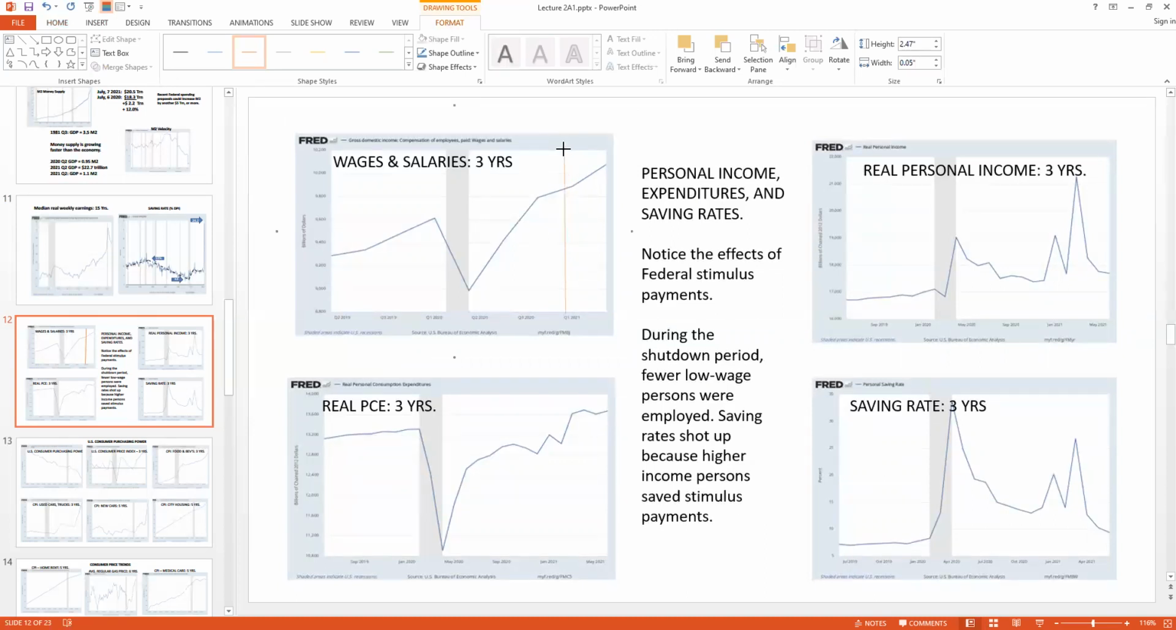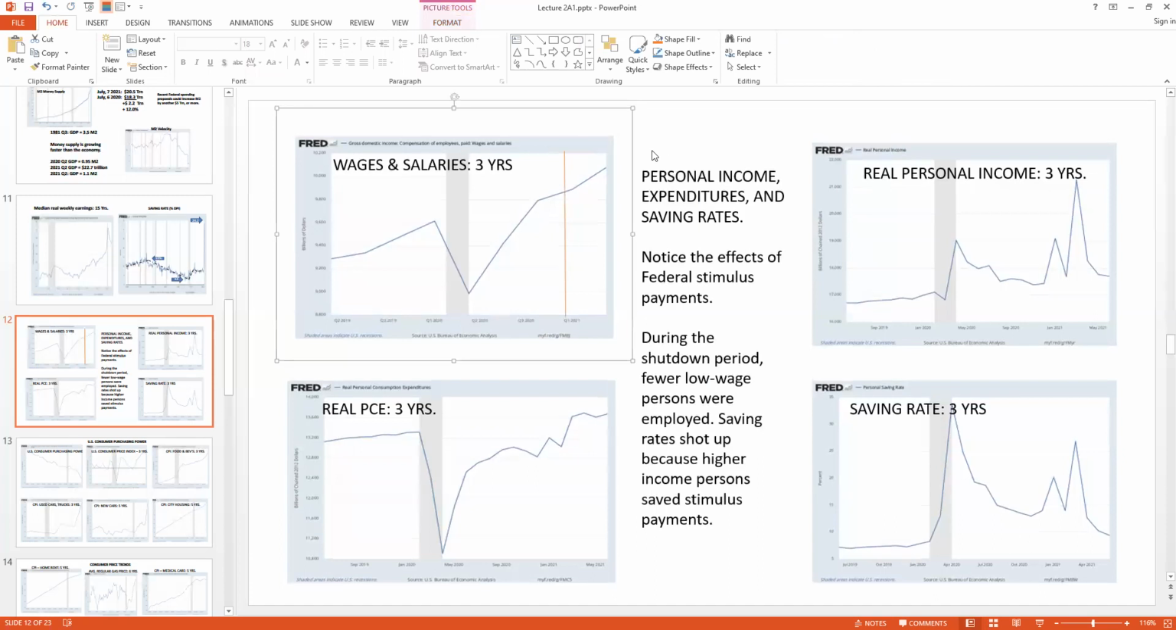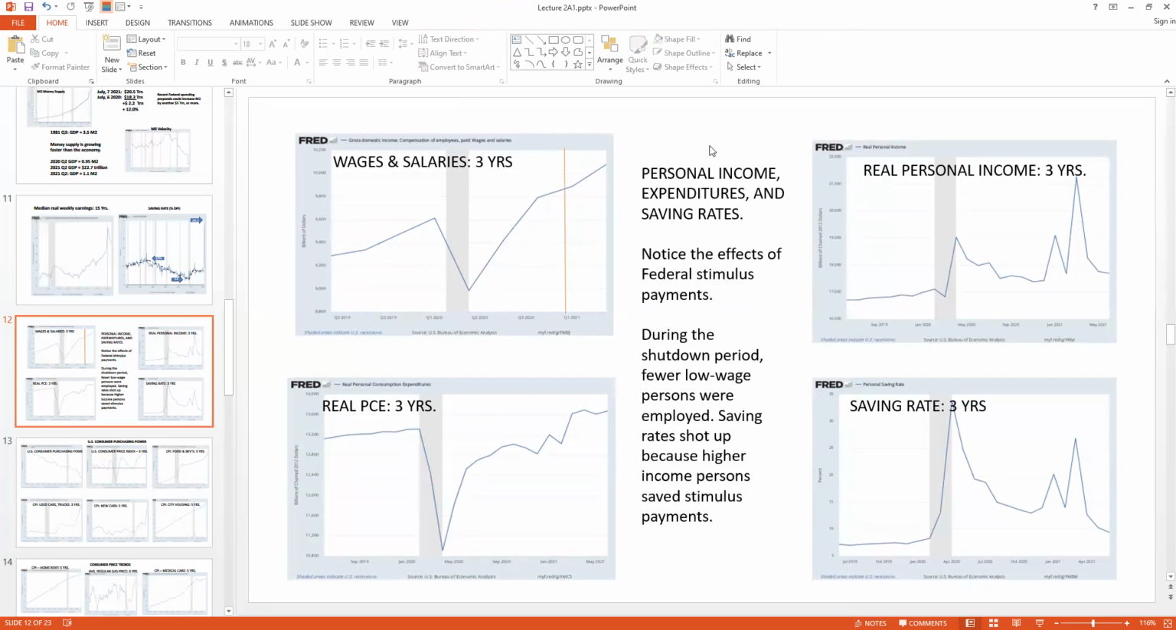Not everyone that was laid off has been rehired, sometimes because they don't want to be rehired, since those stimulus payments are enough to get by. They don't feel they need to go back to work. So here's real personal income, and it has the benefit of these stimulus payments.